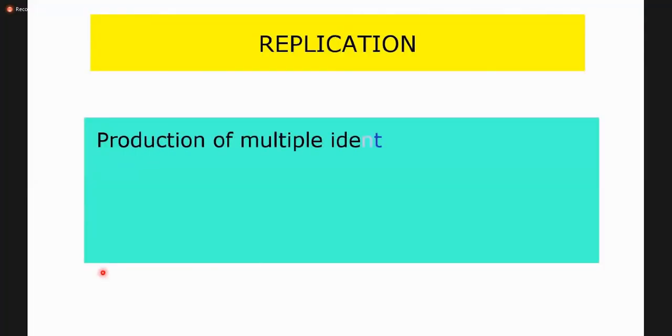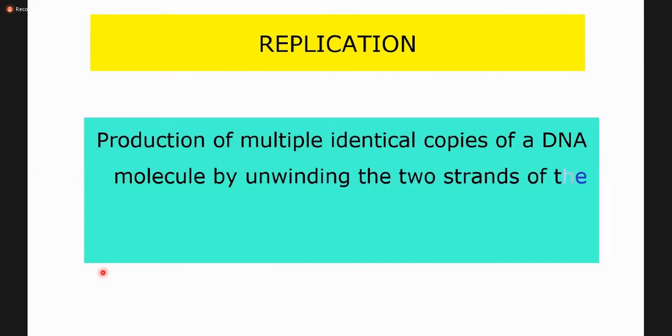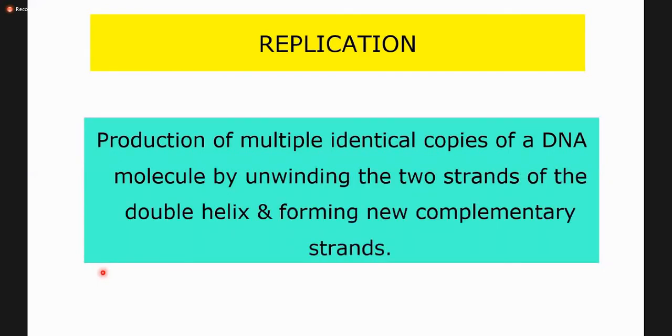Now, coming to the first process of replication. Replication is formally defined as production of multiple identical copies of a DNA molecule by binding the 2 strands of the DNA double helix and forming the new complementary strands. So basically replication is a process in which an identical Xerox copy of the DNA is being synthesized.